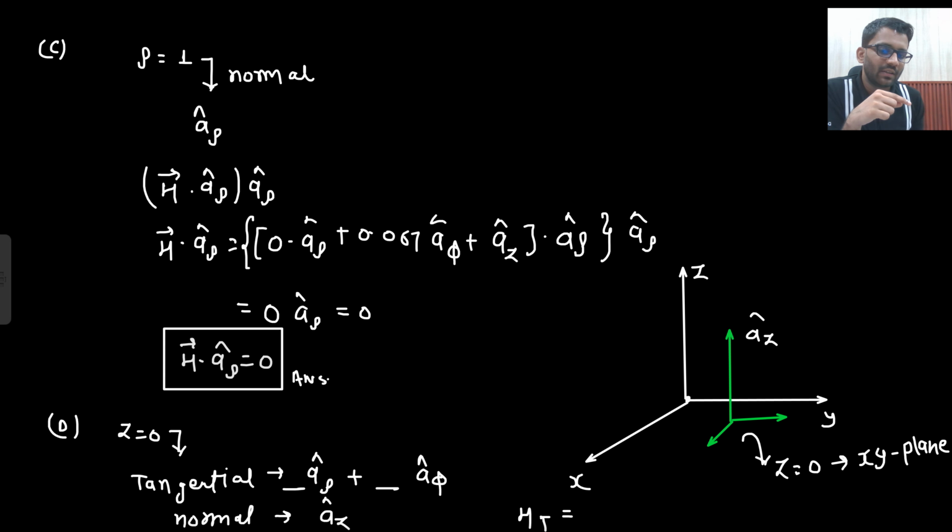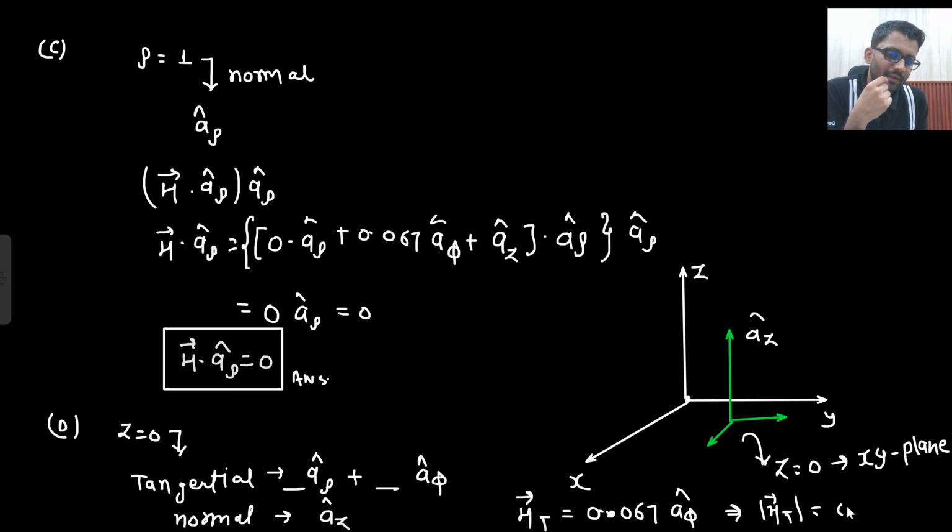So that would be 0.067 a phi cap. But they are asking the magnitude, because they are asking the scalar component. So scalar component would be 0.067. So that's the answer. Are you getting this point?